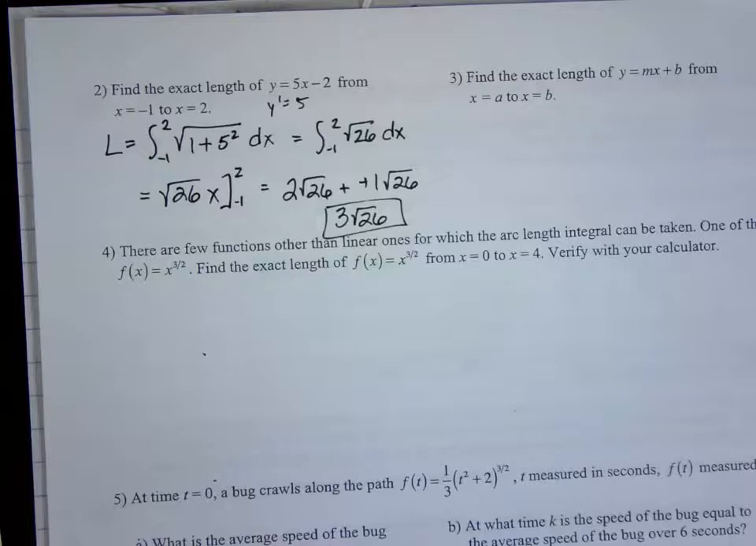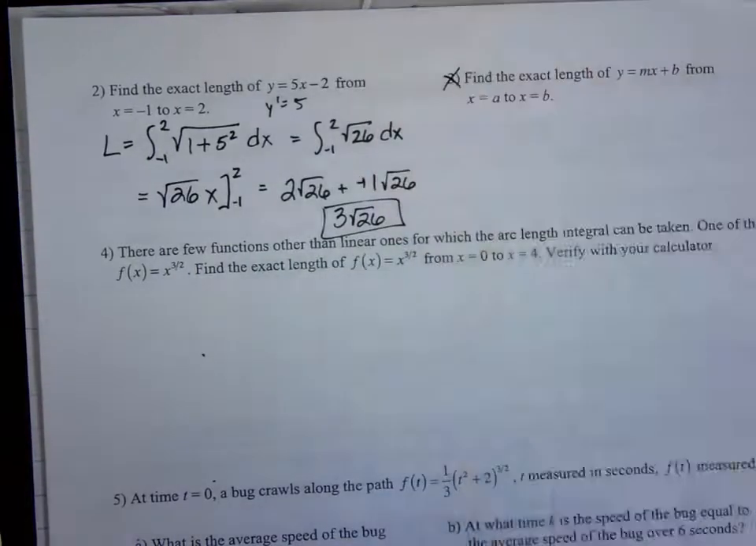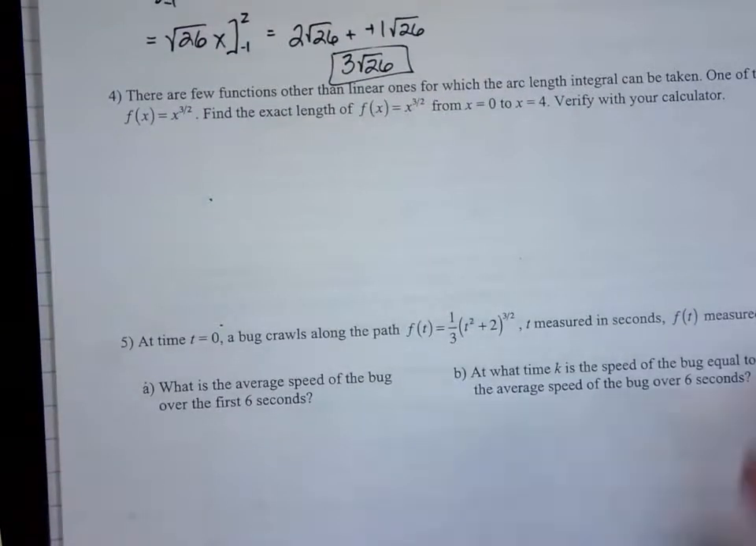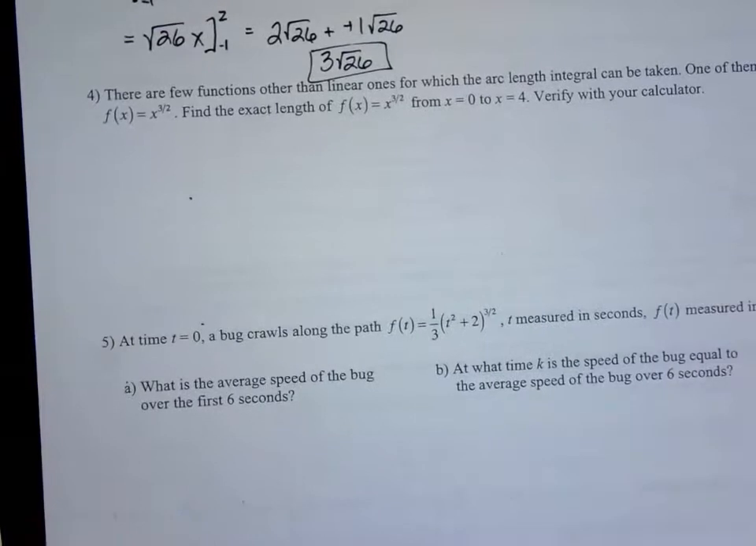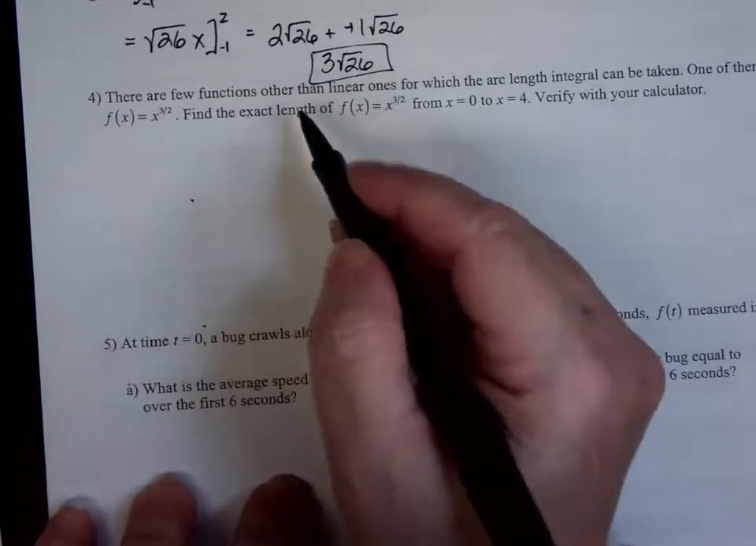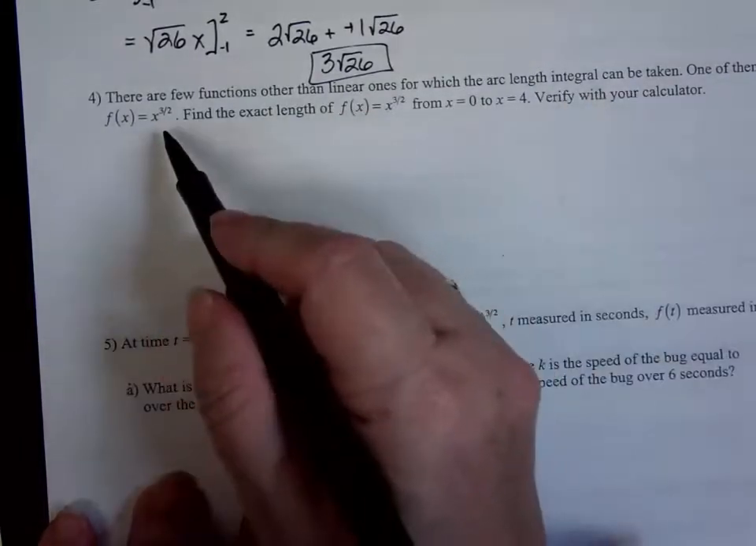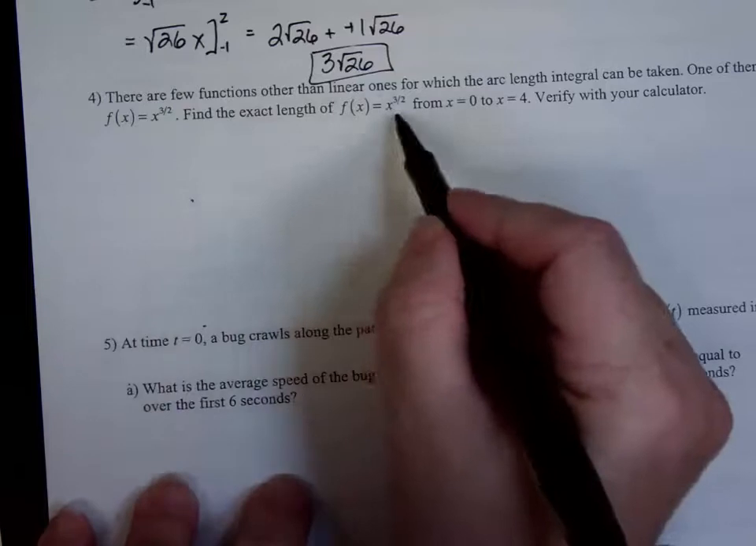Okay, we're not going to do number 3 for the interest of time. Now, some of the questions in the homework say do by hand. That's the only one we're going to do by hand. Everything else we're going to do on the calculator just to make life simpler. We're going to talk a little bit about how you would do it by hand if you had to, but we're not going to force ourselves to do it. Okay. Now this is one that he says there are a few functions, only a few, other than linear, for which the arc length integral can be taken. One of these is the x to the 3 halves. Find the exact length of this curve from 0 to 4.